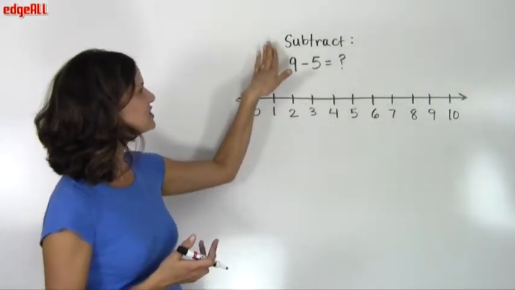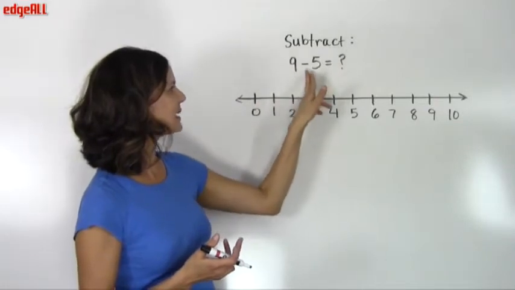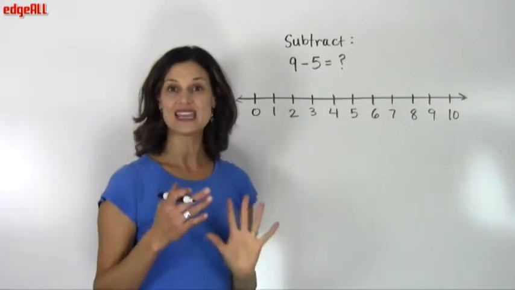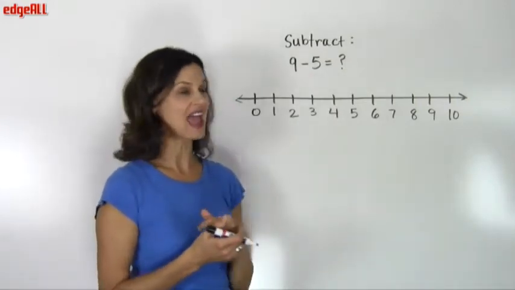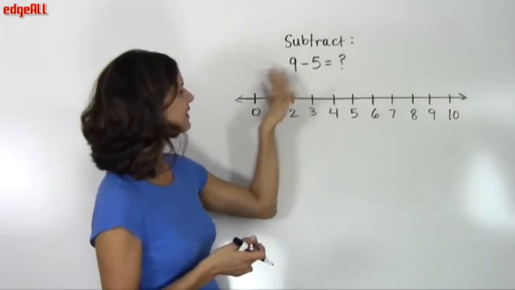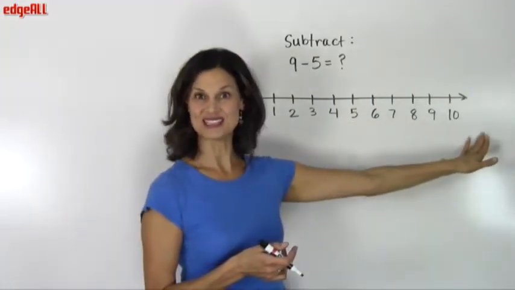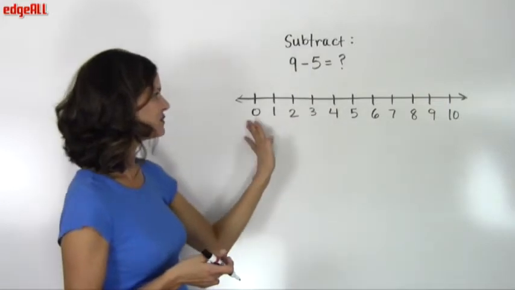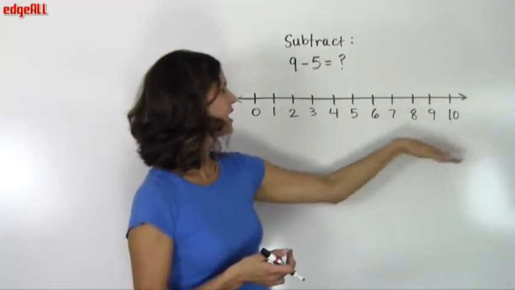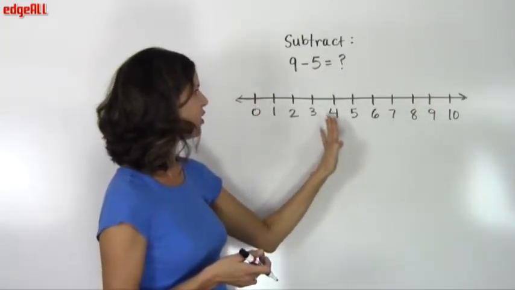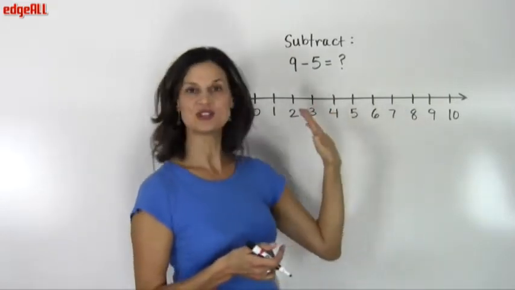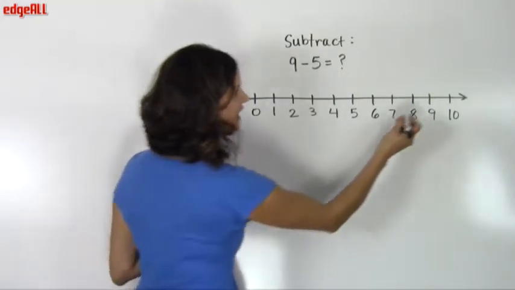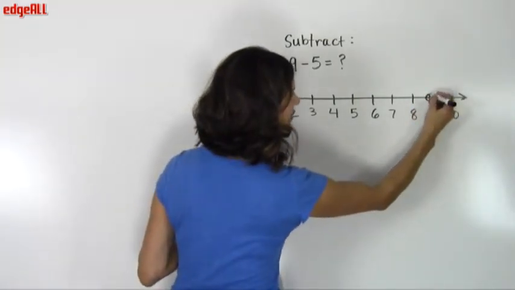We are asked to subtract 9 minus 5 equals what number? So we need to subtract 5 from 9. So let's look at how we would do this using a number line. We have a line that stretches from 0 to 10 with a mark for each of our whole numbers. So to subtract 5 from 9, we start by finding the 9 on the number line.